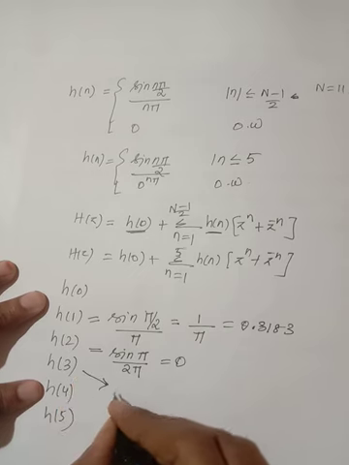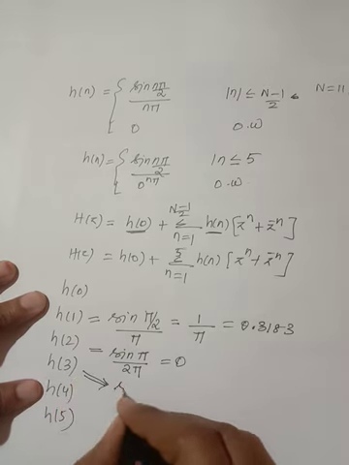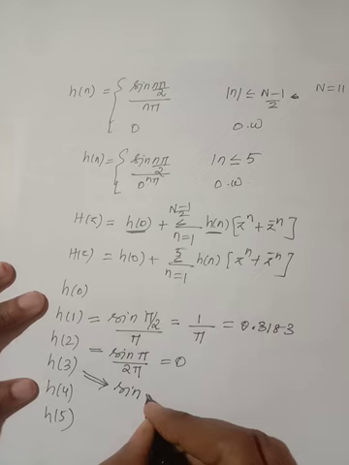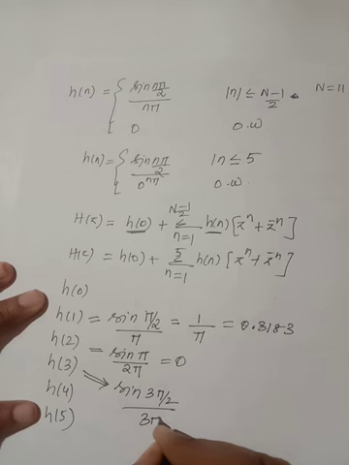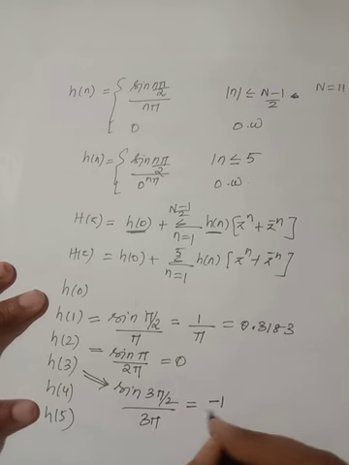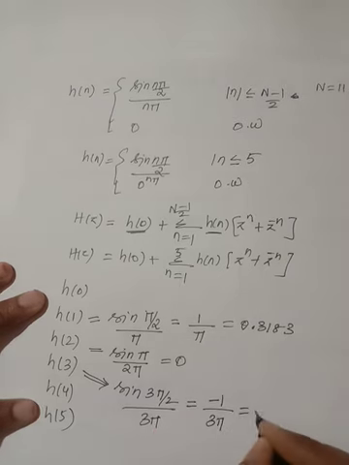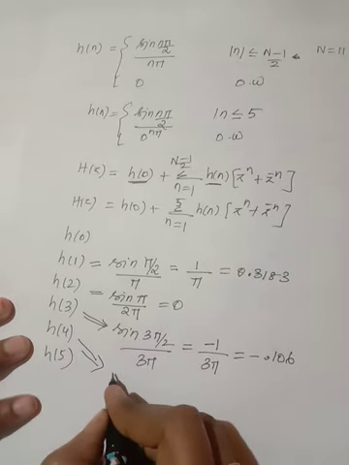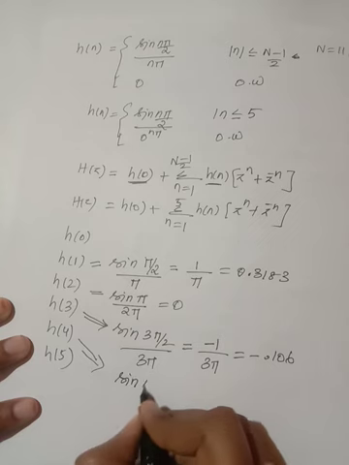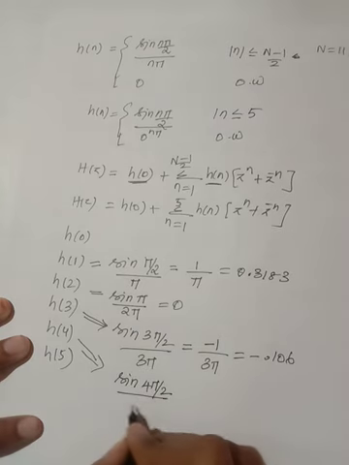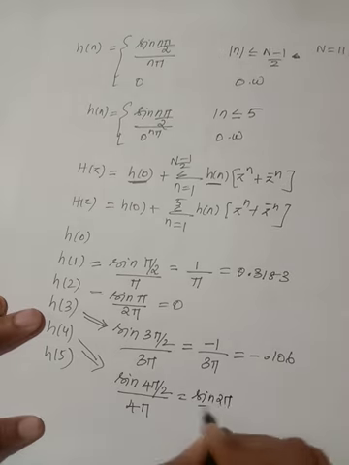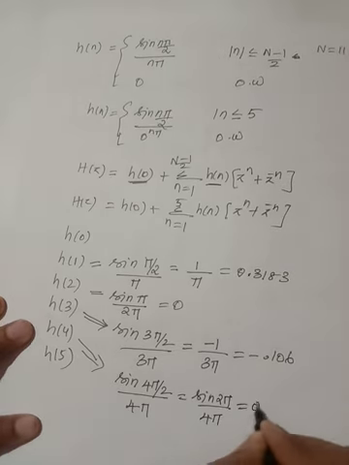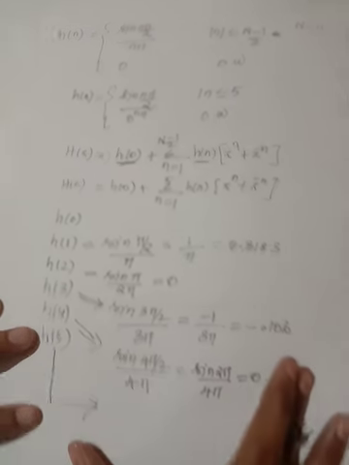Next, h of 3: sine 3 pi by 2 divided by 3 pi. Sine 3 pi by 2 is minus 1, so this is minus 1 by 3 pi, which is equal to minus 0.106. Then h of 4: similarly, sine 4 pi by 2 divided by 4 pi, so this becomes sine 2 pi divided by 4 pi. Sine 2 pi is 0. Next we need to find h of 5.